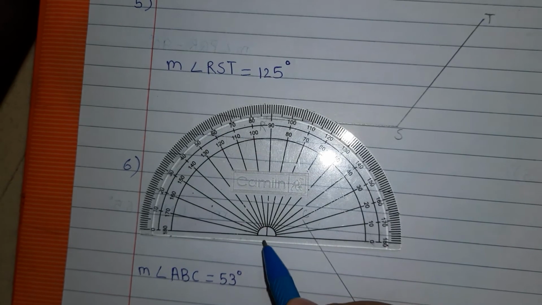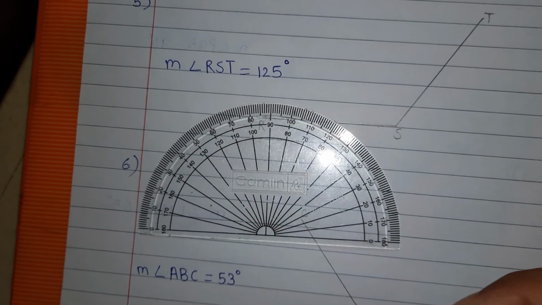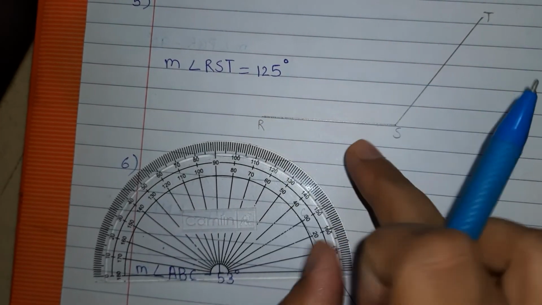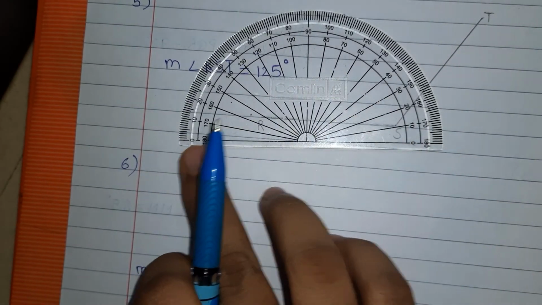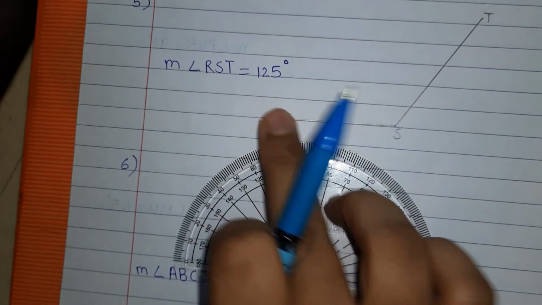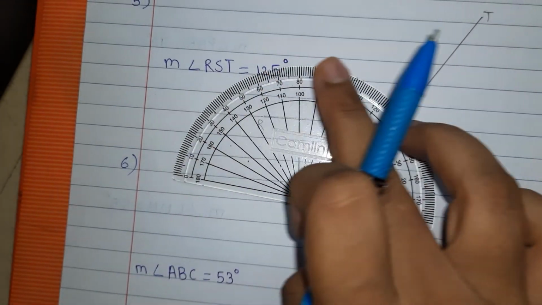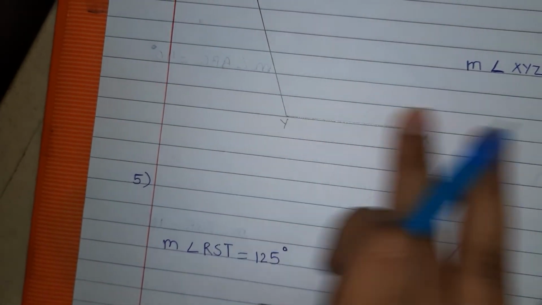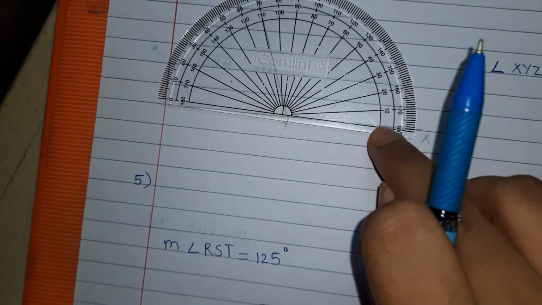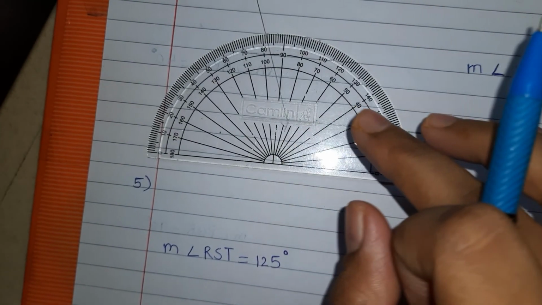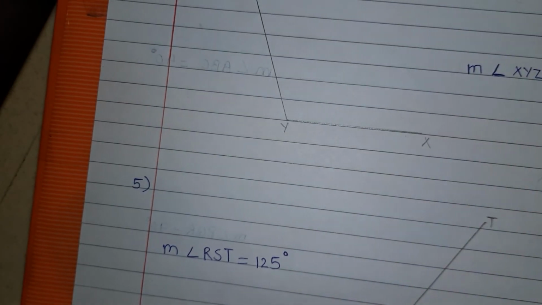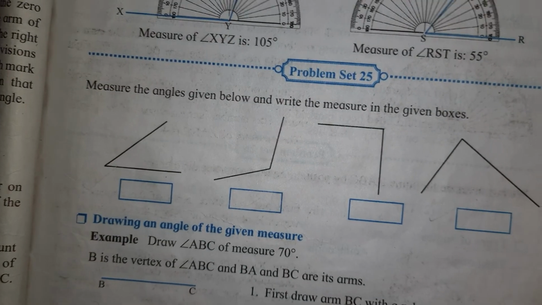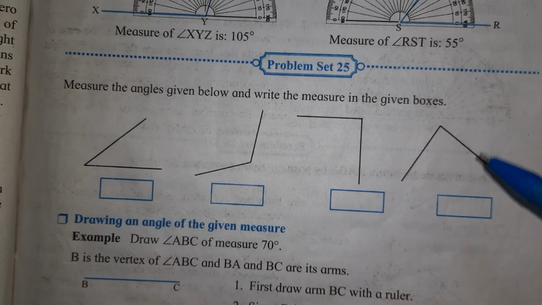What is important? The center should be on our vertex. This is called the vertex. The baseline should be exactly on this arm, and take care of the 0. If the angle is on the left, take the left 0, meaning count the outside numbers. And if the angle is in the right direction, meaning this arm is to the right of the vertex, then start counting from the right side 0. This is one thing you have to remember. Now, using the protractor, you have to solve problem set 25 in your notebook.